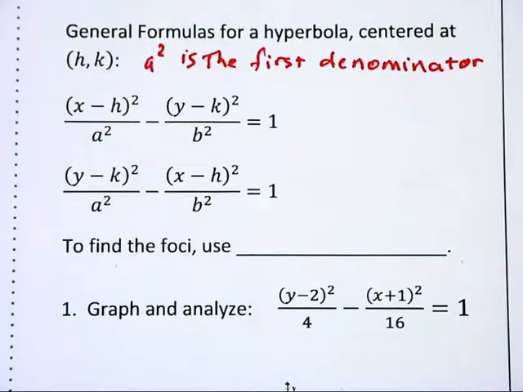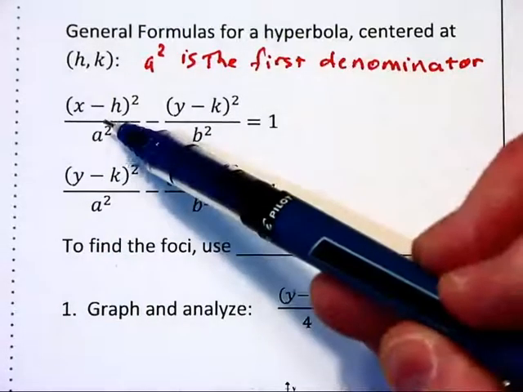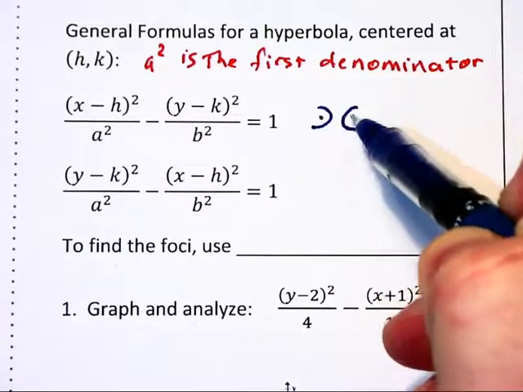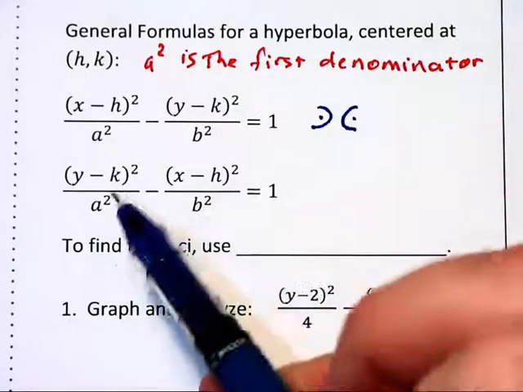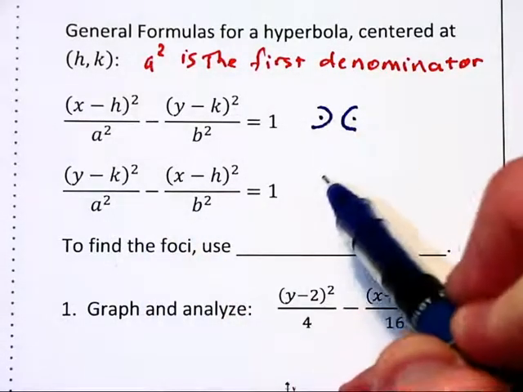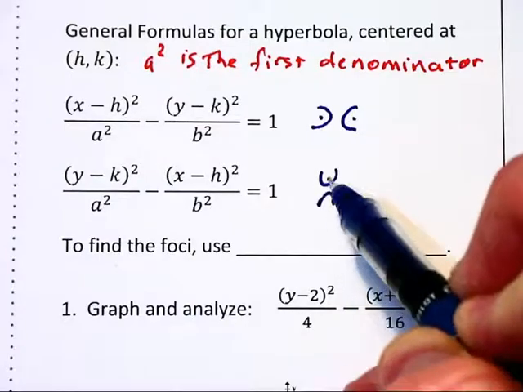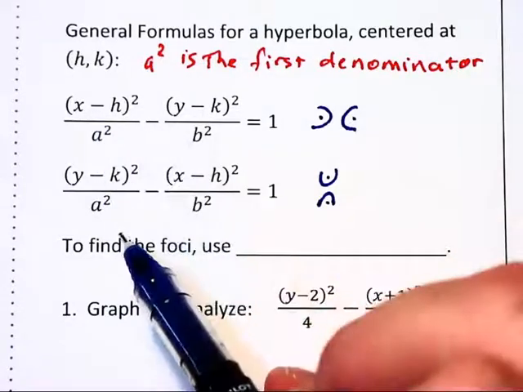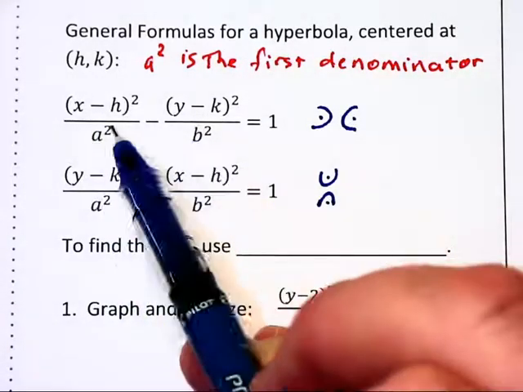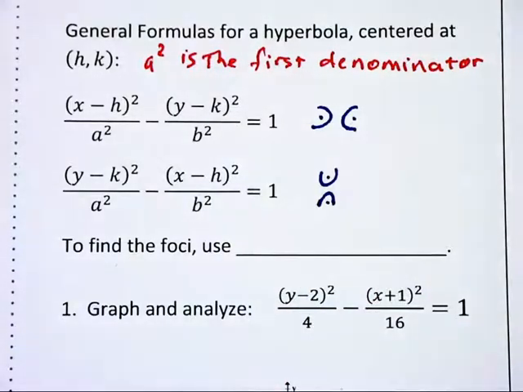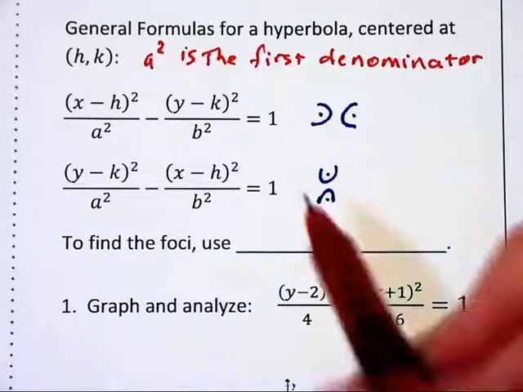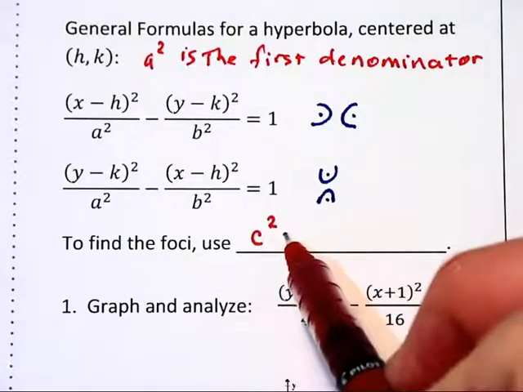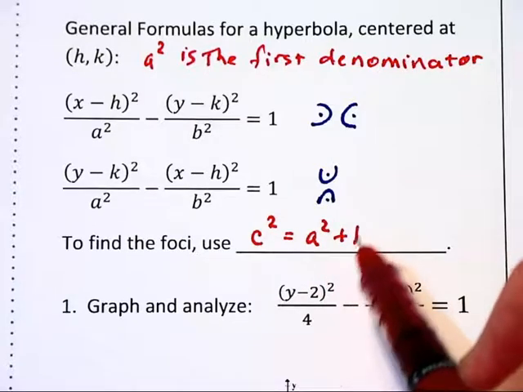When x is listed first, I like to say x is in control. This hyperbola is going to open left and right with the foci inside, and when y squared is listed first, then this hyperbola is going to open upward and downward instead. So the order of the fractions is important, and you know subtraction is not commutative, so you do need to pay attention to this. To find the foci, instead of using c squared equals a squared minus b squared, you're going to use c squared is equal to a squared plus b squared.